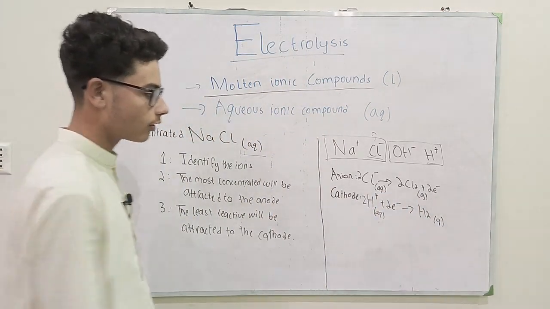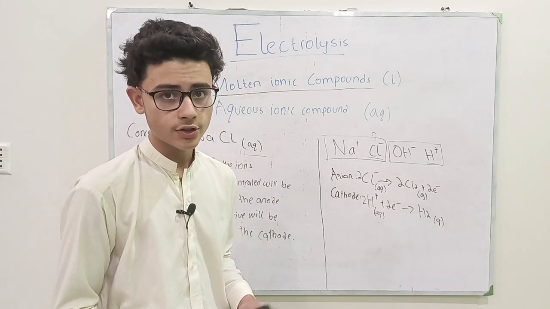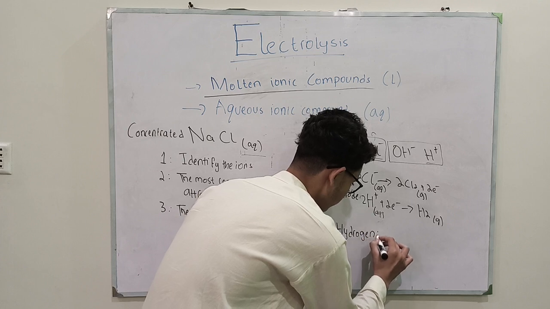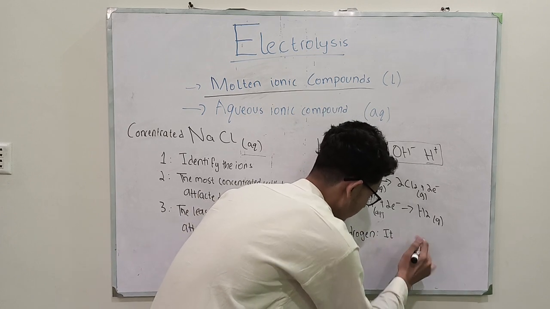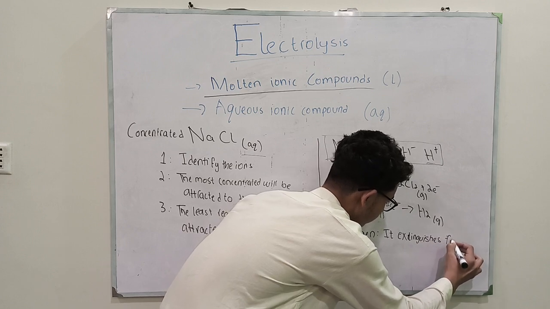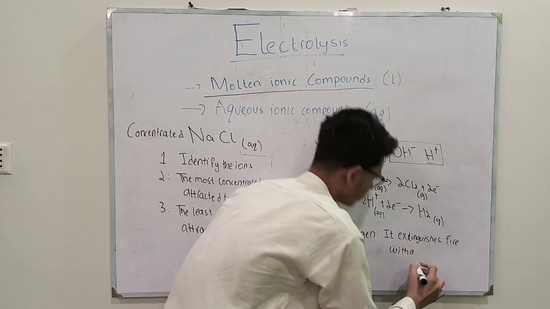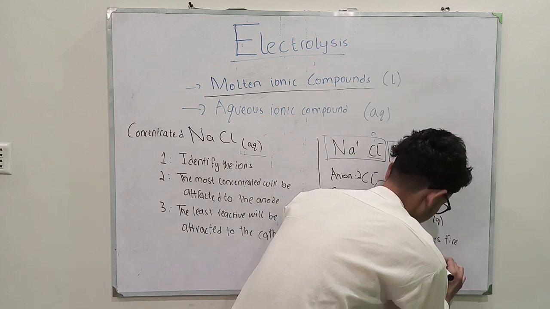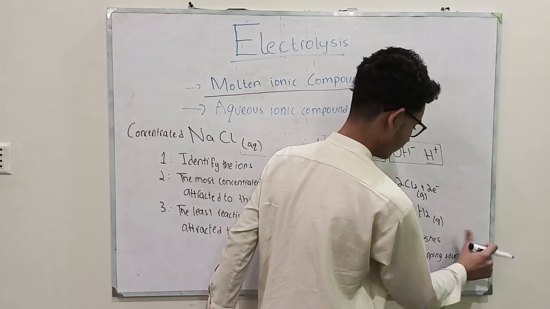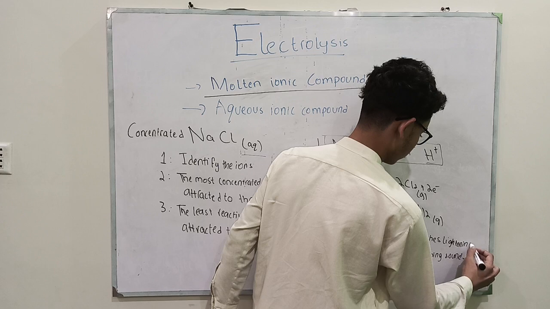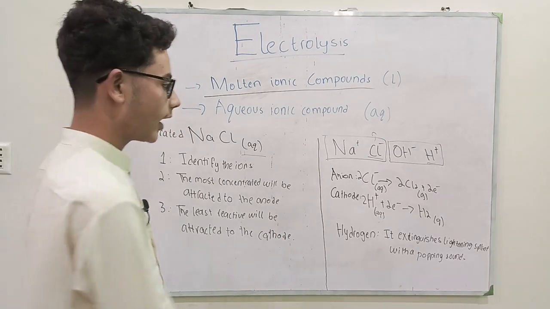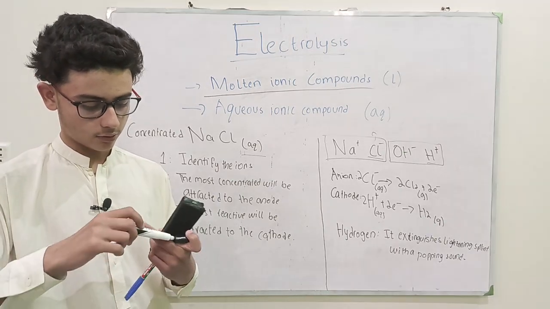So what is the test for finding the hydrogen? Can you answer? It's okay if you don't know. I will tell you. For hydrogen, it extinguishes fire with a popping sound. No, sorry, it's not fire, it's a lighted splint. So the test for hydrogen, it extinguishes a lighted splint with a popping sound, and for chlorine, it bleaches damp litmus. So that was the test for chlorine.